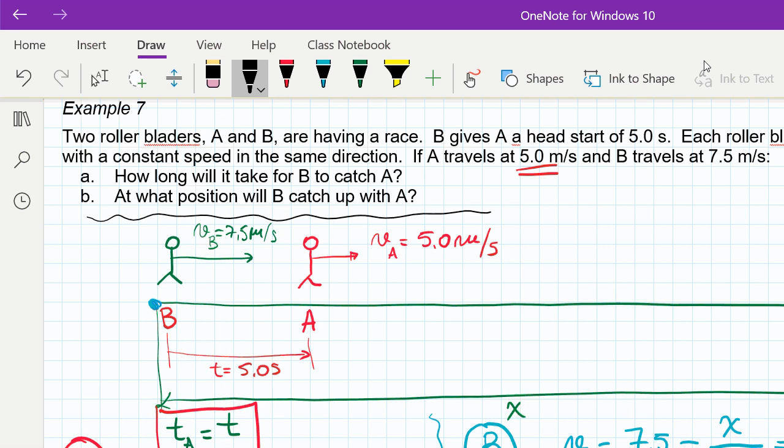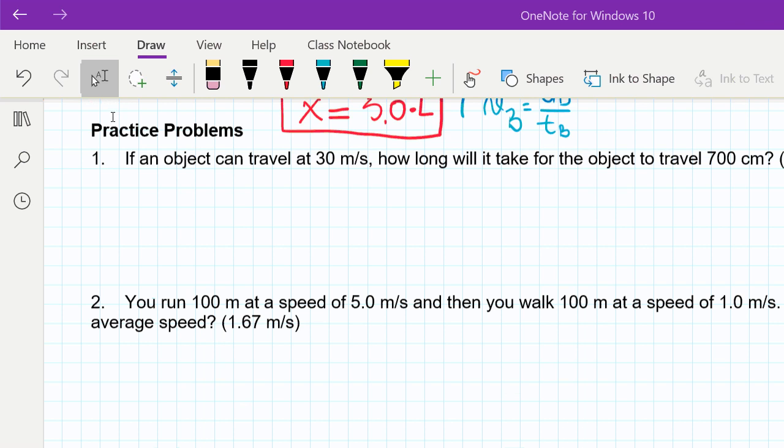I will pick any of them. Then x will be equal to 75 meters. And this will be the answer to part B of the question. Do you have any questions on time?